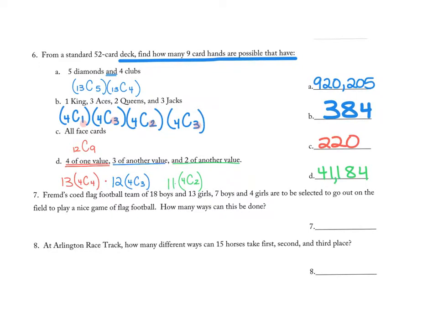Okay, Frem's co-ed flag football team of 18 boys and 13 girls. 7 boys and 4 girls are to be selected to go out on the field to play a nice game of flag football. How many ways could this be done?